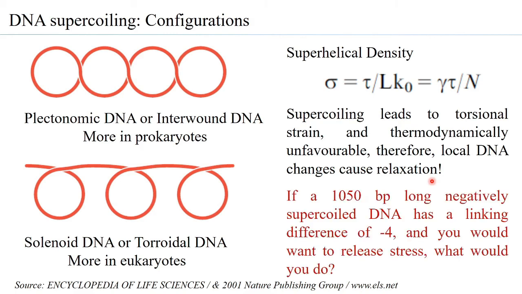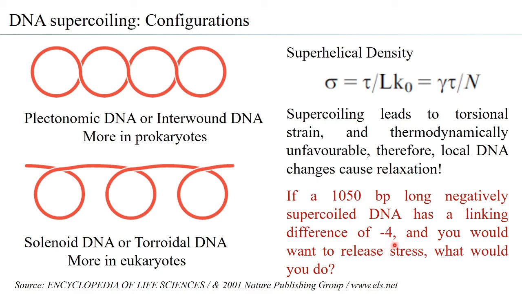So let me raise a question. If a 1050 base pair long, negatively supercoiled DNA has a linking difference of -4, that means there are 4 supercoils, but they are negatively supercoiled, and you would want to release the stress. Whether it is negative or positive, there is an associated torsional strain. So if you want to release the torsional strain, what would you do?